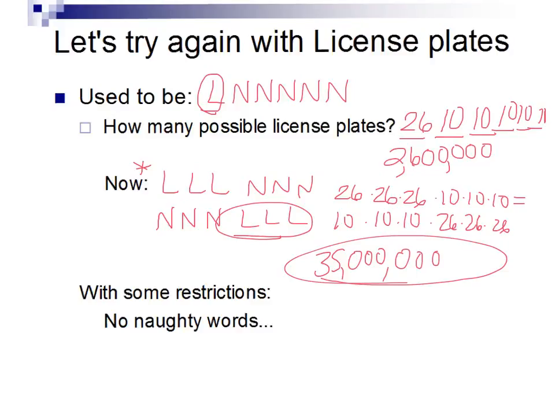Okay. Just like with the phone numbers, there's restrictions. There are restrictions with license plates too. For instance, you're not going to get a license plate that says angle side side 1 2 3. They're not going to pass those out. Any of these naughty 3-letter words aren't going to be put on license plates. So our 35 million is going to drop by all the different license plates that do that.